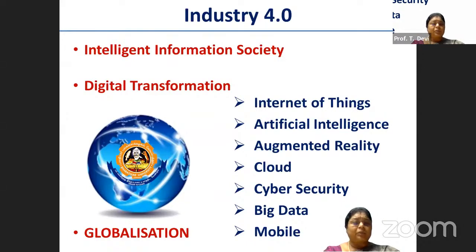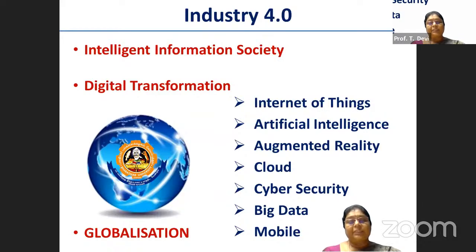It is all about digital transformation in order to take every business unit to the global world. So the keyword is globalization. Intelligent information society, digital transformation, and globalization are the keywords behind Industry 4.0, and these are the components. We call it IoT, Internet of Things, Industrial Internet of Things, IIoT, artificial intelligence, augmented reality, cloud, and so on.